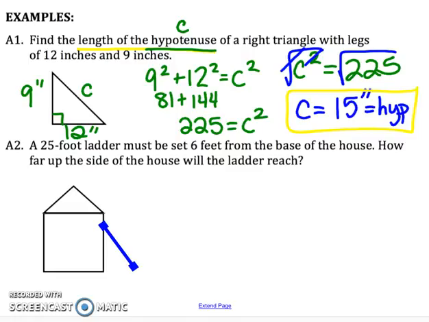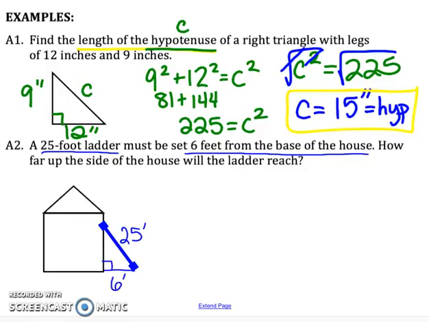Problem number 2, you have a 25-foot ladder. So in this particular picture, this ladder leaning up against the house is 25 feet. And it says that the 25-foot ladder must be 6 feet from the base of the house. So the distance from the house to the end of the ladder is 6 feet. How far up the side of the house will the ladder reach? That's my question. Well, we can assume that the house is perpendicular to the ground.